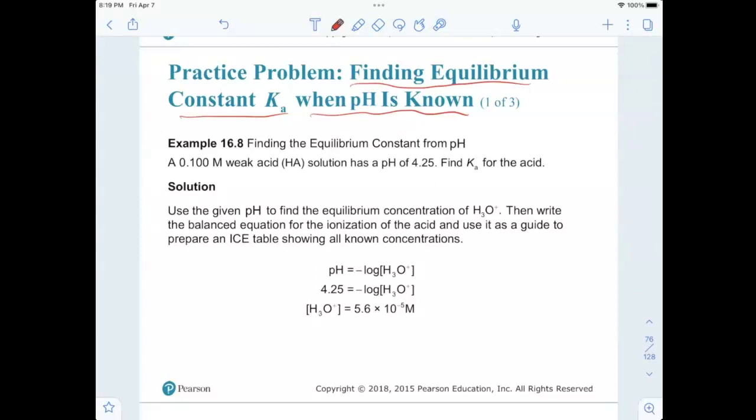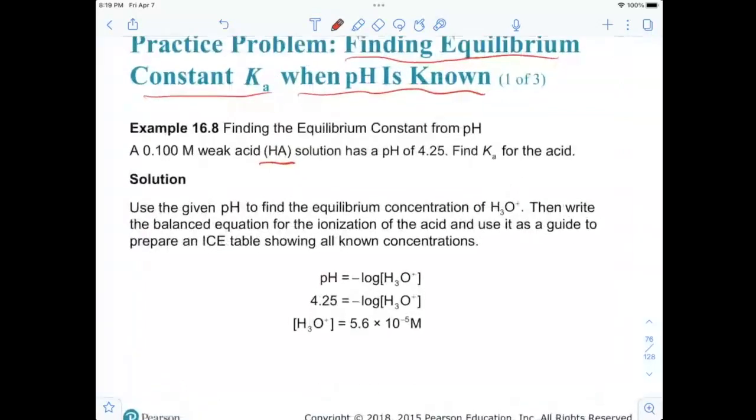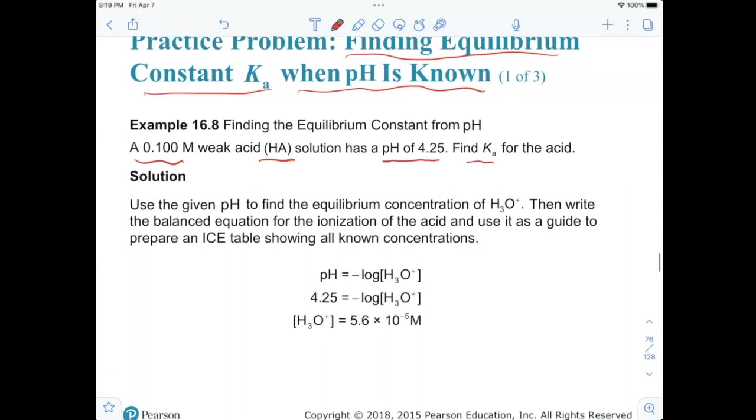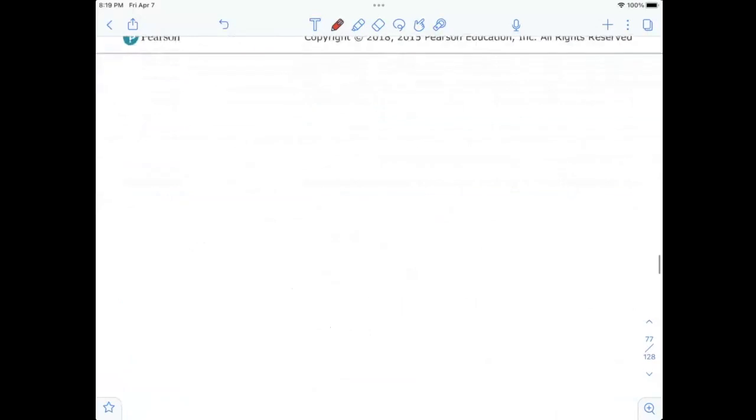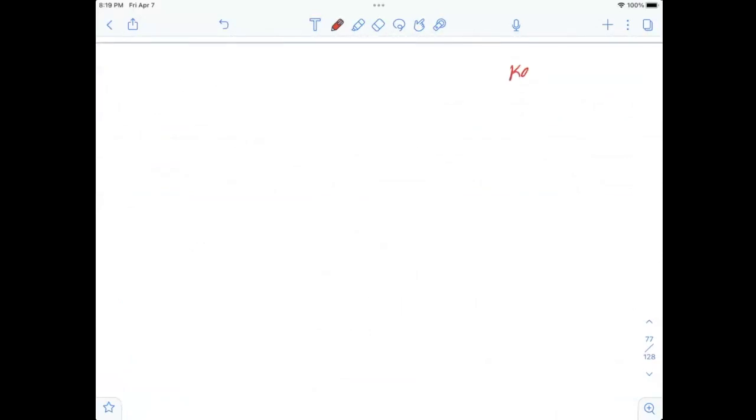In this case, once again, we have a weak acid, the general one, HA, and we have the molarity of the weak acid, 0.1 molar, and then we have the pH, 4.25, and we're asked to find the Ka of this generic acid. So they want you to figure out what the Ka is, given the weak acid HA. So I'm going to write my equilibrium equation: HA plus H2O liquid, equilibrium arrows, H3O plus, A minus.